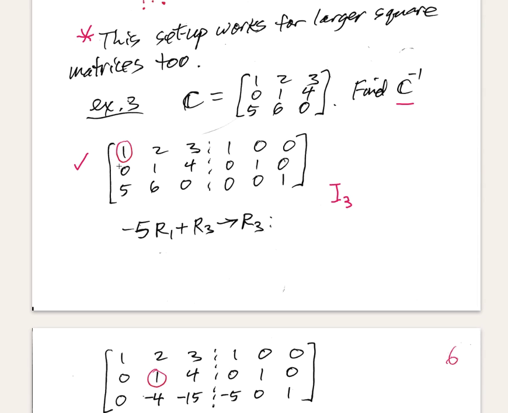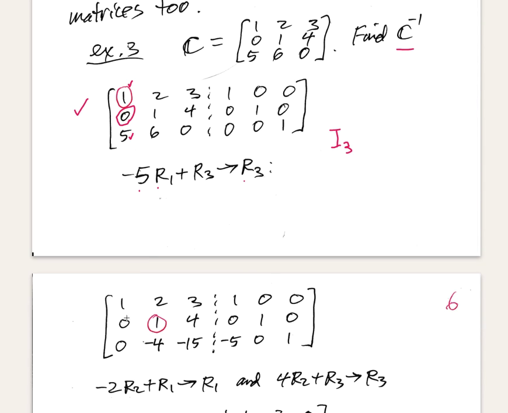Now, this is set up. It's a pretty nice one here. I've got 1 where I want, right? That's perfect. It's what I want where I want it. 0, that's good. I love that. What don't I love here in this column? I don't like that 5. How can I get rid of that 5? I'm going to go negative 5 times the first row added to the third row replaces the third row. Then I've cleared out that column, so it's 1, 0, 0.